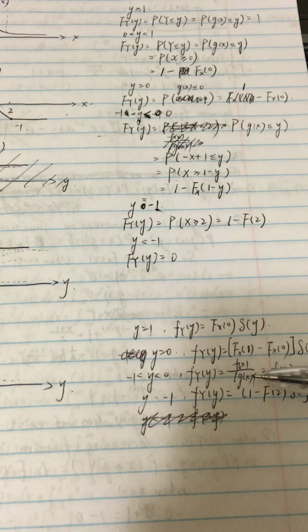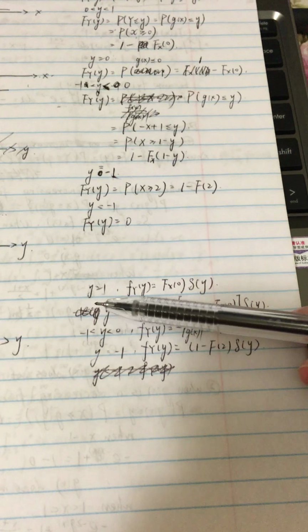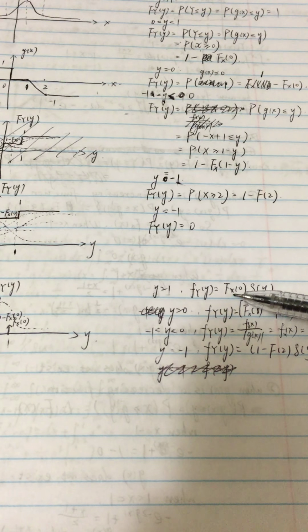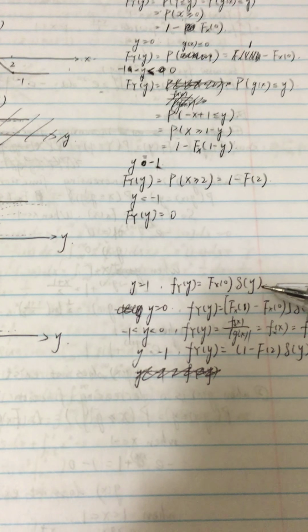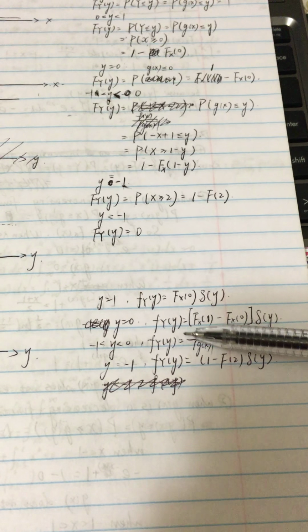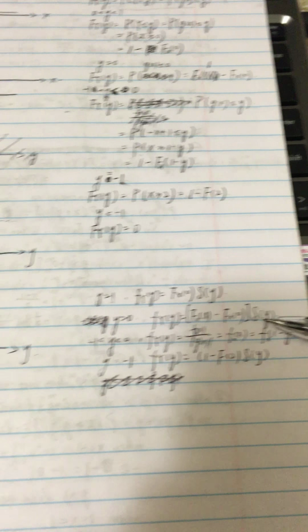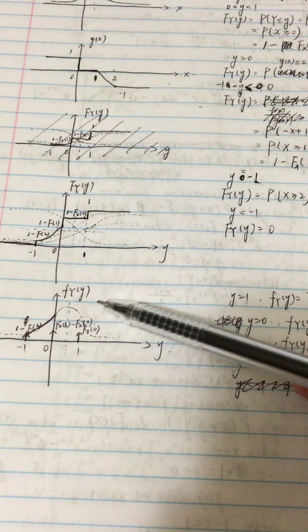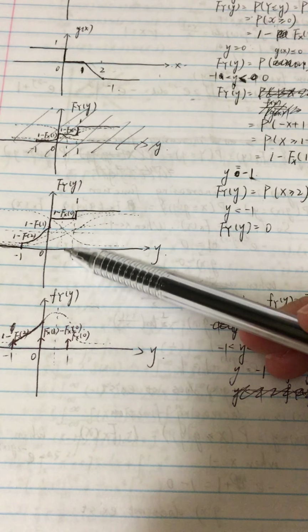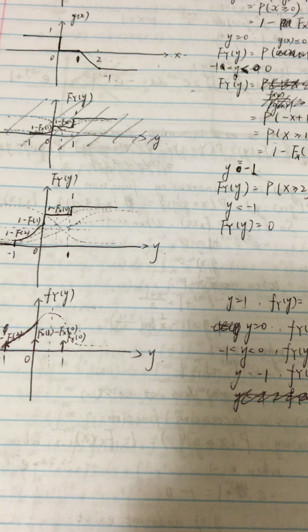Then we discuss the expression and diagram of small fy. When y is 1, fy equals fx of 0 times delta y. When y is 0, fy is Fx of 1 minus Fx of 0 times delta y. It's here. This is the gap. The gap is this value minus this one.